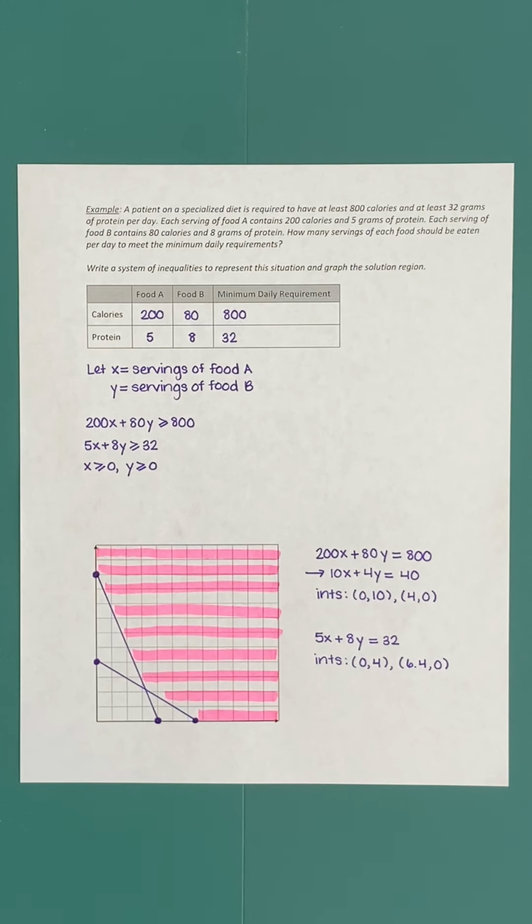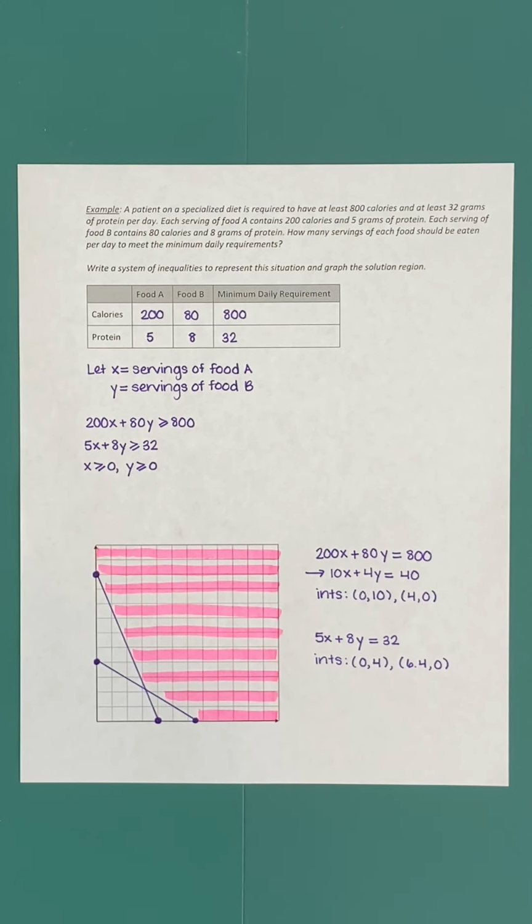So let's look at a basic situation first. Here's our example. A patient on a specialized diet is required to have at least 800 calories and at least 32 grams of protein per day. Each serving of food A contains 200 calories and 5 grams of protein.